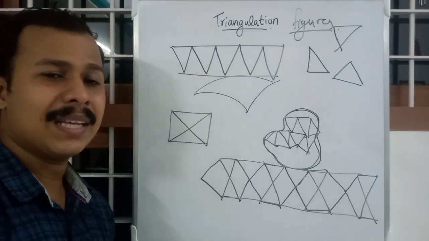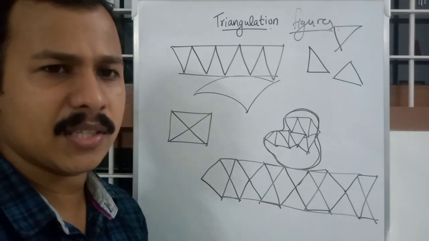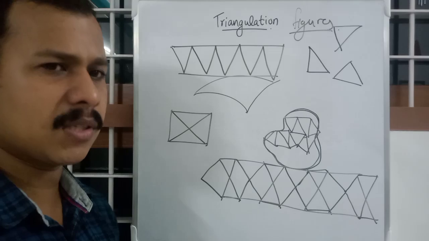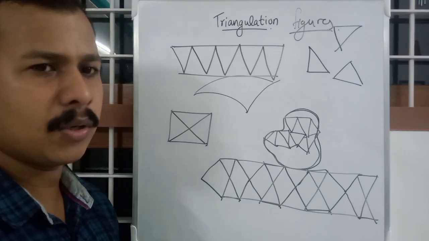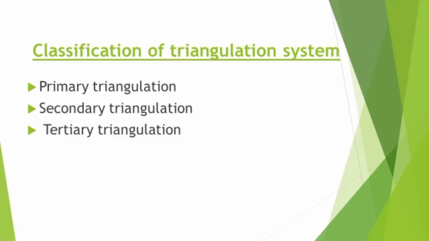Next we are moving on to systems of triangulation. There can be a number of systems of triangulation. Sticking to the first principle of surveying, working from whole to part, we can classify the triangulation system into three: primary triangulation, secondary triangulation, and tertiary triangulation. Accuracy and spread of surveying decrease from top to bottom.